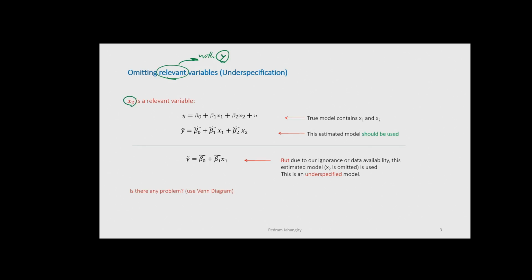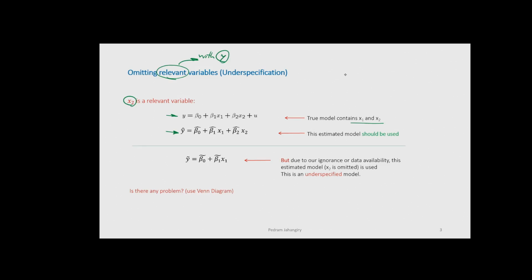Imagine x2 as a relevant variable in this model. Again, the model is a very simple one. Y is equal to beta 0 plus beta 1 x1 plus beta 2 x2 plus u, right? This is a true model, and the true model contains x1 and x2. If I knew for a fact that this is a true model and I had all the observations for x1 and x2, in other terms, x1 and x2 were observable, or I could collect data for them, then I would say that this was the true estimated version of the model. I have to include both x1 and x2 in the model.